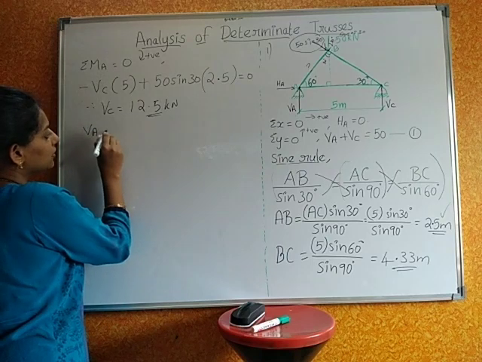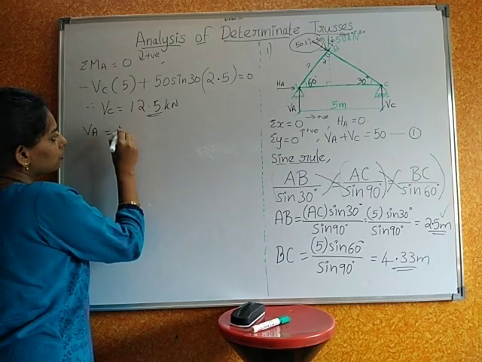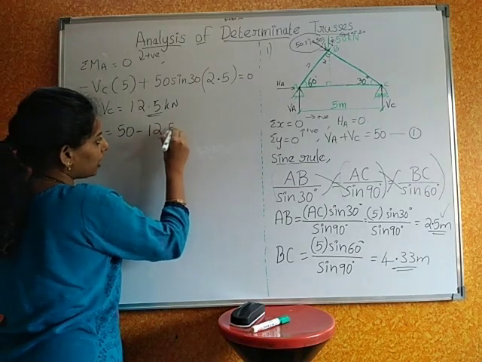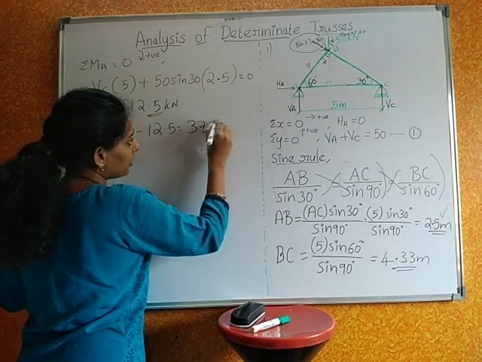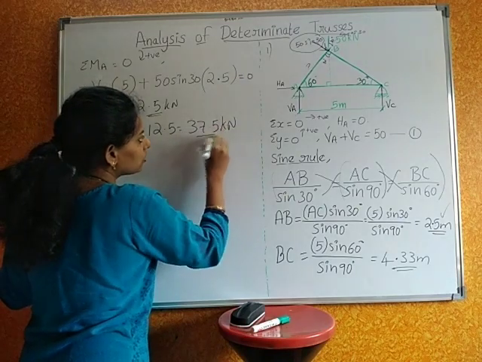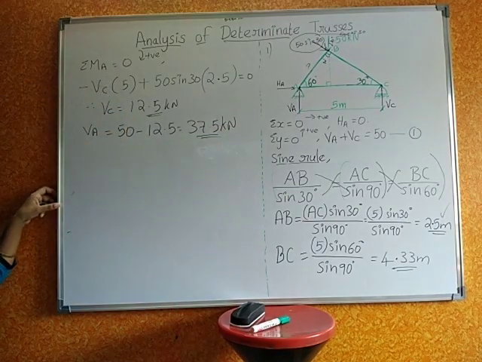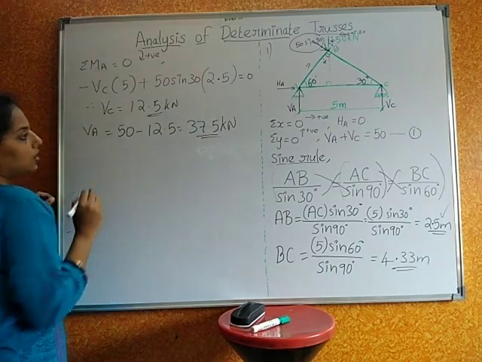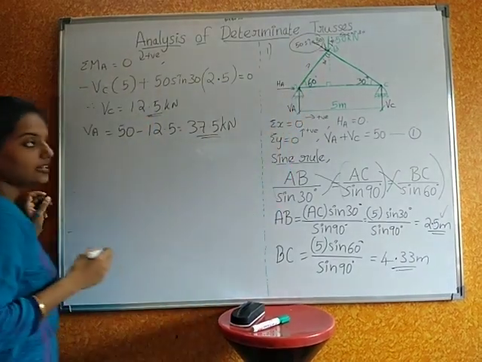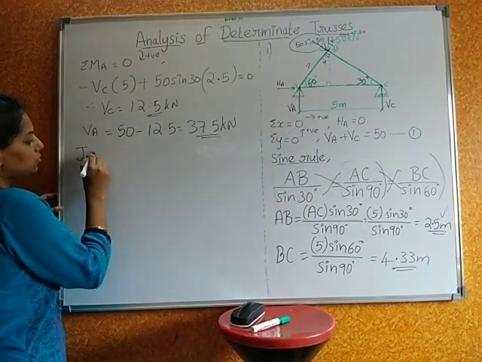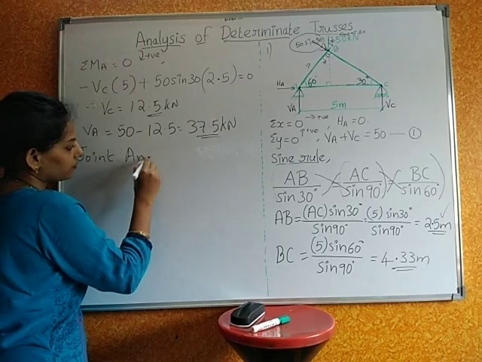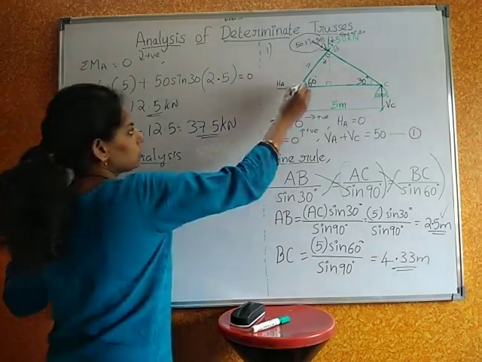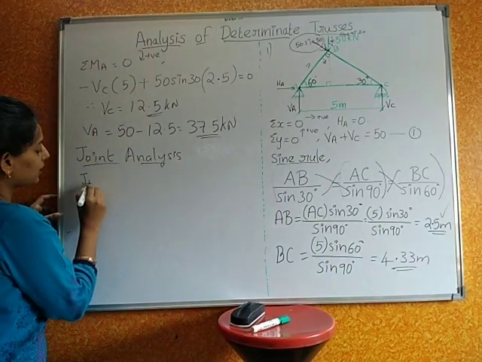Substituting, you will get VA, that is 50 minus 12.5, which is 37.5 kilonewton. Okay. Next step is to find out the member forces. That is nothing but joint analysis. First consider this joint A. Draw the free body diagram of joint A.